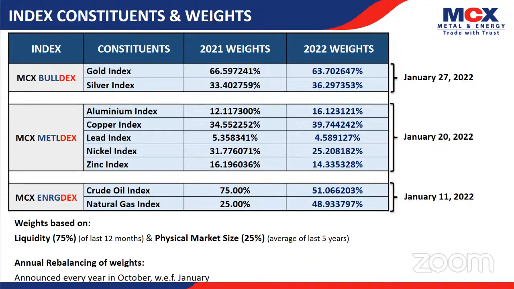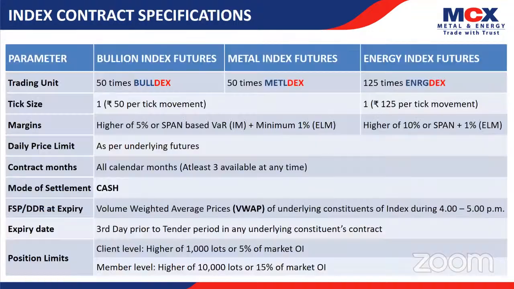Now, on what basis these weights are assigned or changed, there is a detailed document on our website. But for your information, let me just tell you, we take into consideration both the derivatives and the physical market. So usually we take the last 12 months liquidity on the derivatives and consider that. And also we consider the last 5 years availability of the product in the physical market. And then there is a formula on the basis of which these weights are defined and announced every October.